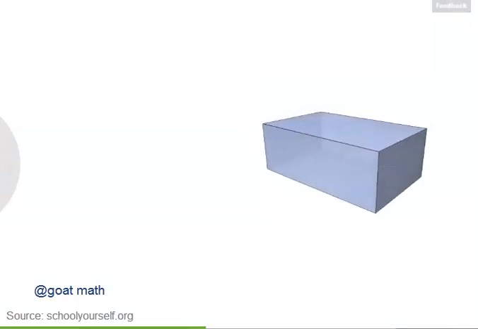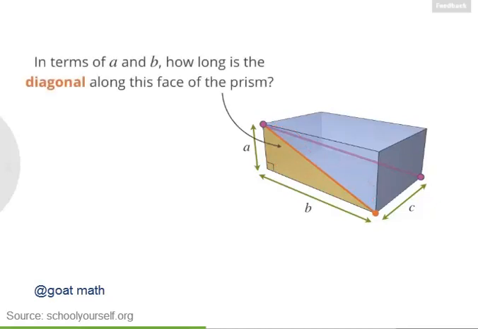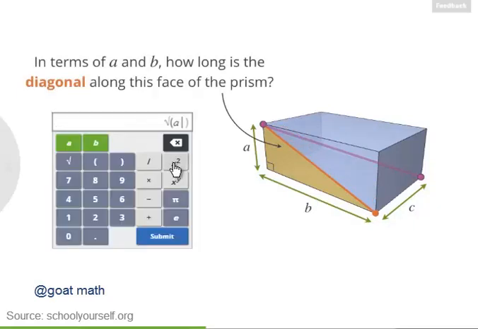Suppose the dimensions of this prism are A, B, and C. Again, we can label opposite vertices of the prism, and the line segment connecting them is an internal diagonal. To find its length, let's again first look at a face diagonal of the prism. And notice that we can draw a right triangle on this face where the face diagonal is the hypotenuse. So, in terms of A and B, how long is this face diagonal?